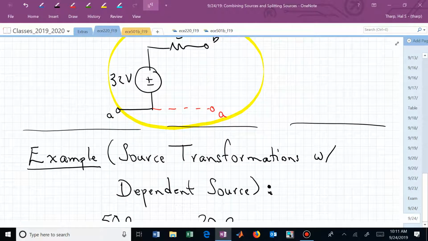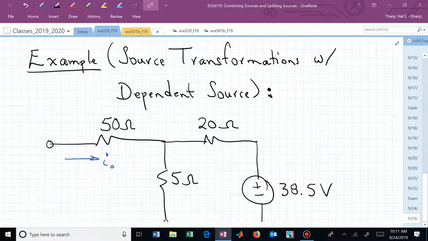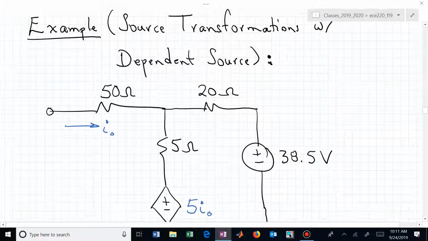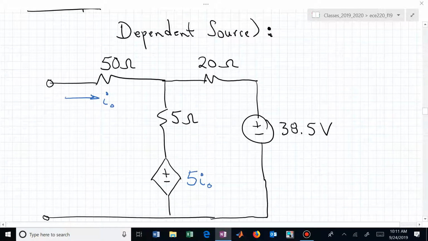And you haven't even fastened your seatbelts yet. That was the easy one. All right, let's go on. Let's do a source transformation with a dependent source. Pardon?